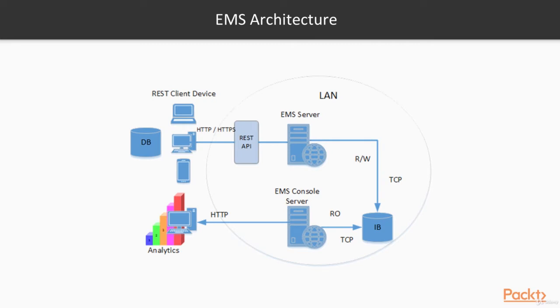So here is the EMS architecture. The Enterprise Mobility Service is running on the server, and we can connect to the REST APIs using HTTP or HTTPS, and we have analytics, REST client devices, REST client database side, and EMS console servers writing and reading using the TCP protocols.